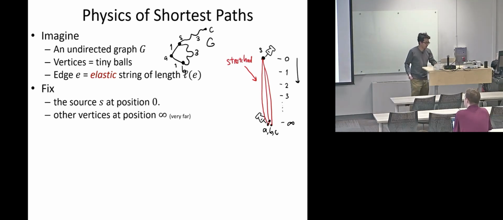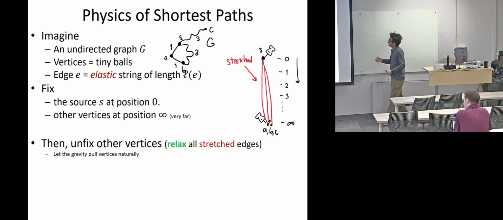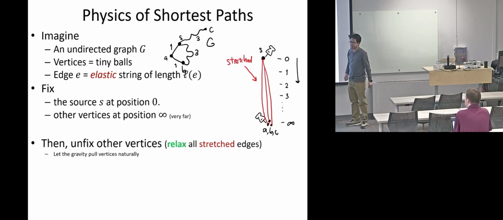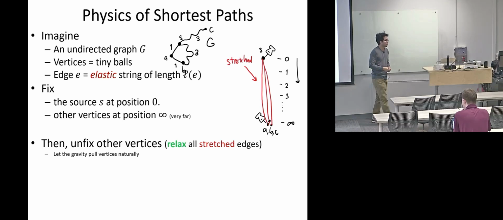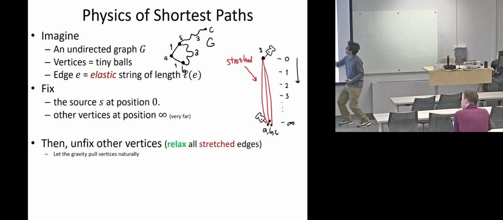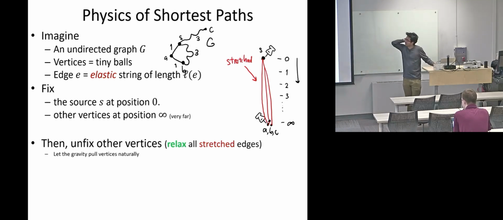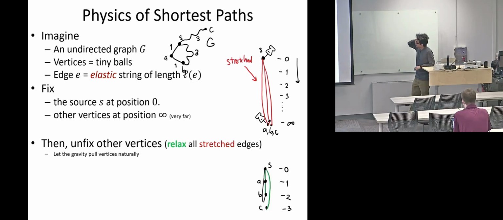Now suppose you unfix every other node here, meaning that every stretched edge is now relaxed, and you let gravity pull the vertices naturally. So what will happen? Now this guy will kind of go up, right? It was stretched, so it goes up, and it might look like this.